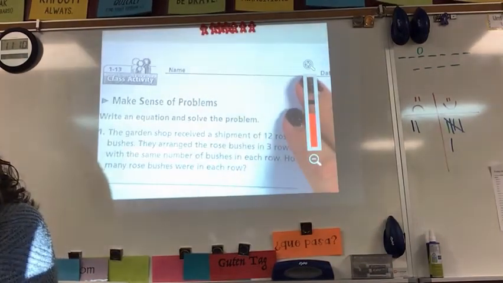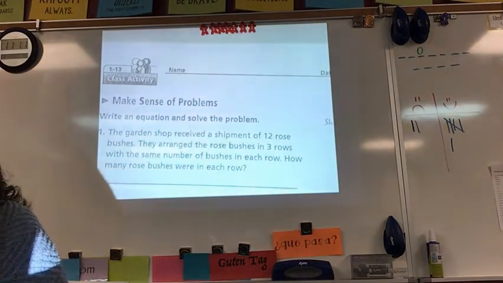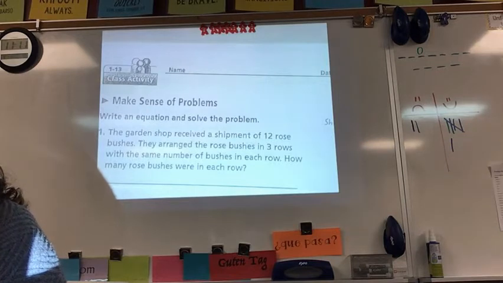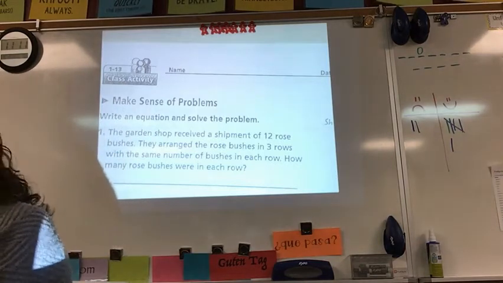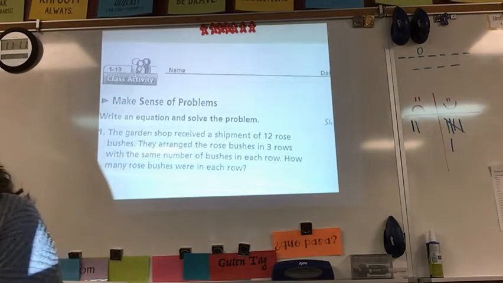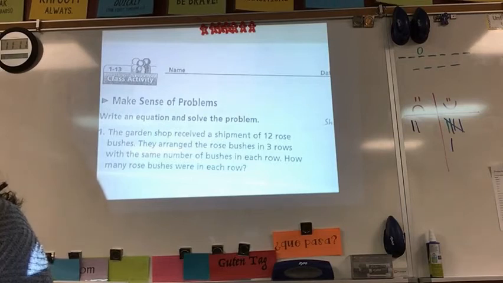The garden shop received a shipment of 12 rose bushes. They arranged the rose bushes in 3 rows with the same number of bushes in each row. How many rose bushes were in each row? I am looking for those mathematicians who are ready to tell me key information that they heard.